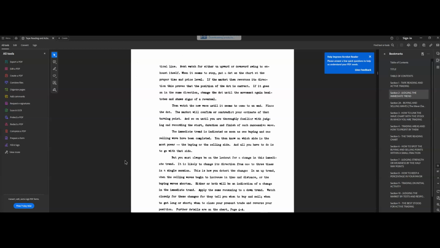I'm going to go over the markets, but before I do that, I wanted to point out the importance of the tape reading course. We call it the active trading course. This is Wyckoff's course. In that course, there's a line that I think is the most important line in the course. So I'm going to go over it.